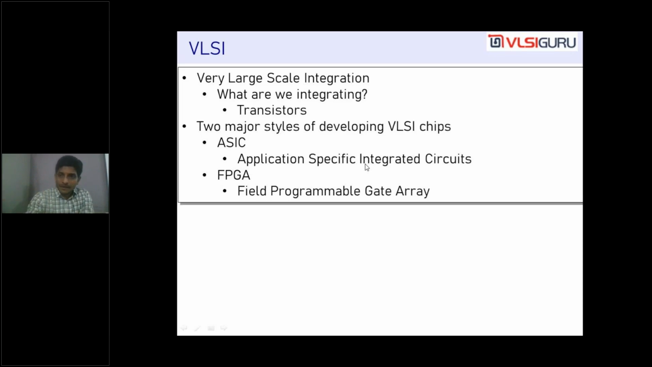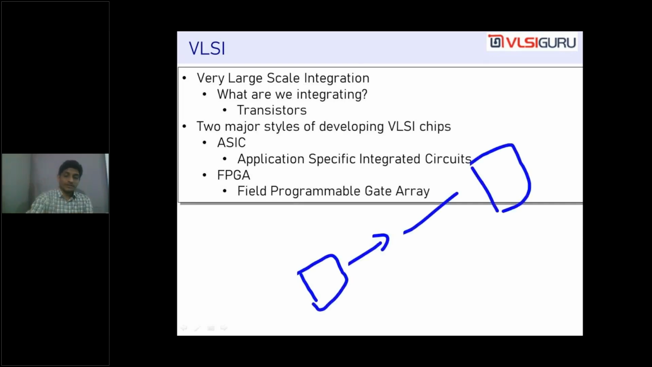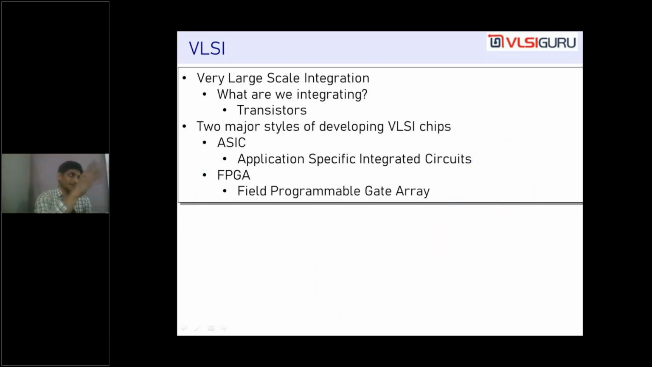Let's say there are two ways in which houses can be constructed. One is you start everything from scratch, you purchase a land, then you construct, and finally you have the house. You go through this flow. This would be an example of application specific integrated circuit. The second example, I will rather give you a better example.